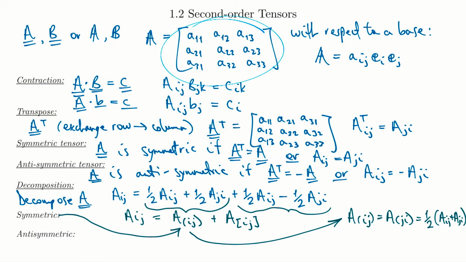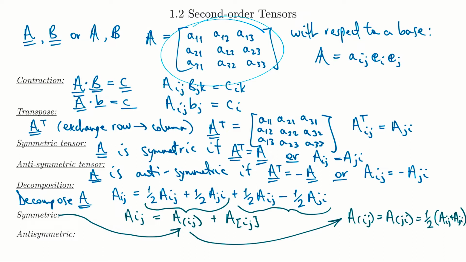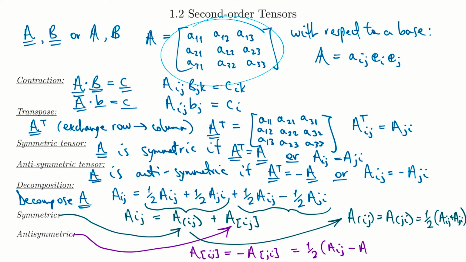Now we have the antisymmetric portion. Let me use a different color. Maybe a purple would be nice. So the antisymmetric portion, which is this one, square brackets, and we have our definition above there. That has to equal the negative of a_ji, which we have from above is actually half of a_ij minus a_ji. And again, I think proving that to yourself would be a fun exercise.